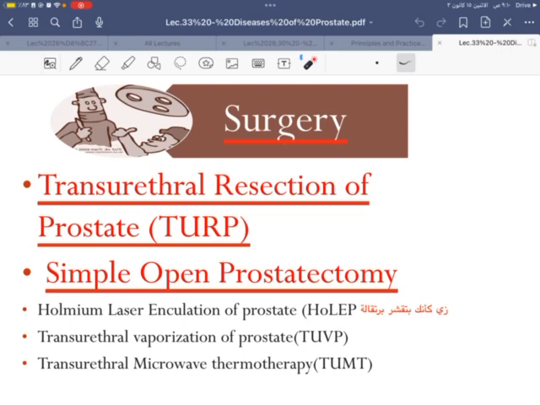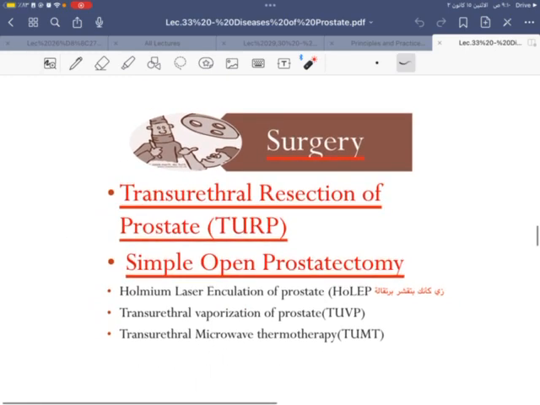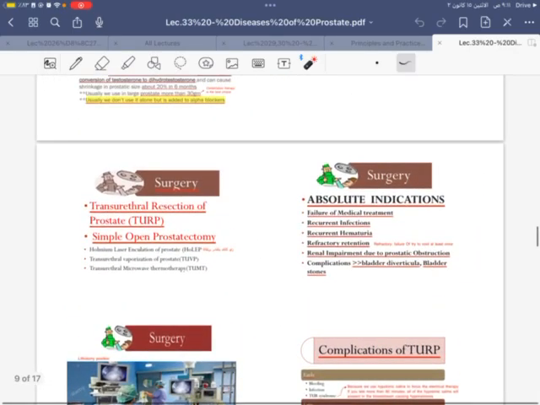Okay, so we have hormone manipulation of the prostate, transurethral vaporization of the prostate, and transurethral microwave therapy. Again, for the prostatectomy we have open, laparoscopic, or robotic prostatectomy, where we remove the adenoma, but we don't remove the whole prostate. Not radical, it's an adenectomy, simple. Transurethral resection of the prostate, as we said, is the most commonly used.